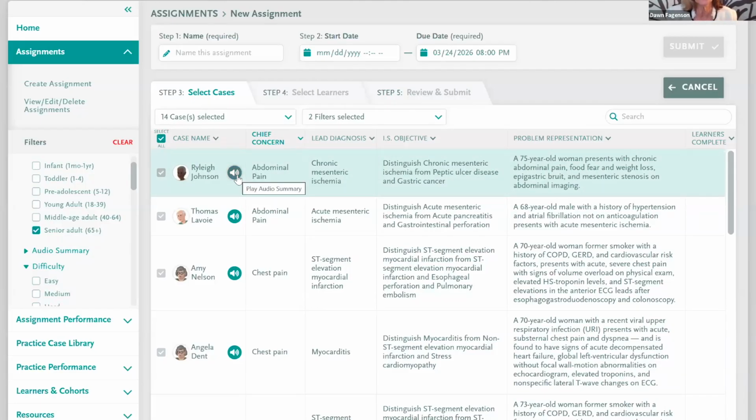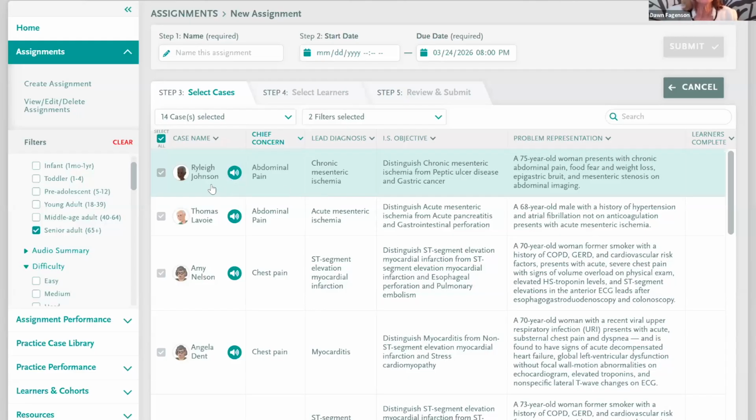So we're in the educator portal. If you want to play this before you even assign the case, this is a 5-minute overview of the expert who wrote the case. And then your learners will see this when they finish the case. They will be able to listen to this audio summary.